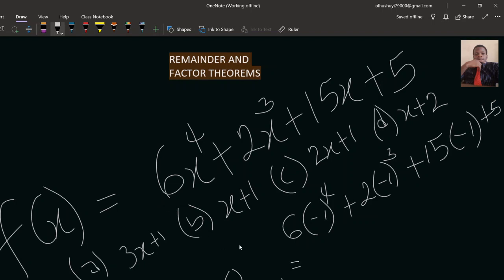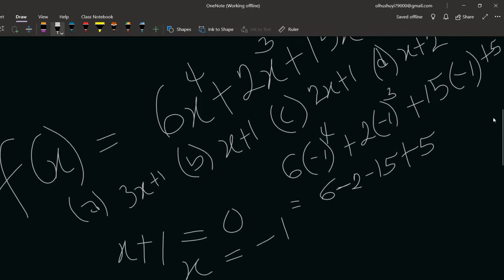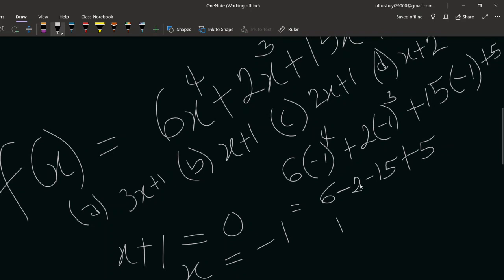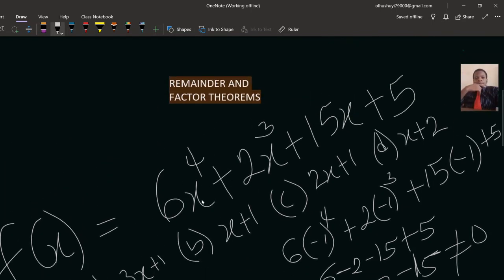What do you have? This one will give you 6, because minus 1 raised to the power 4 is an even power, so it should be 1. So you have 6. Minus 1 raised to the power of 3 gives you minus 1. Minus 1 times 2, you have minus 2. Then this one is minus 15. Then this one is plus 5. Do you understand that? So 6 plus 5, you have 11, of course. 11 minus 2 minus 15 is not equal to 0. Therefore, this option is not a factor of this function.